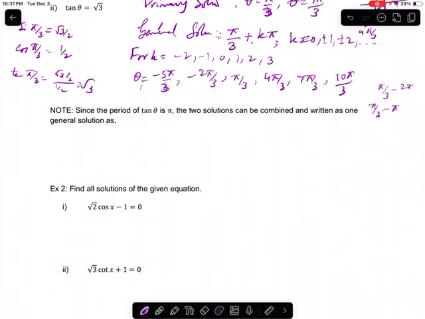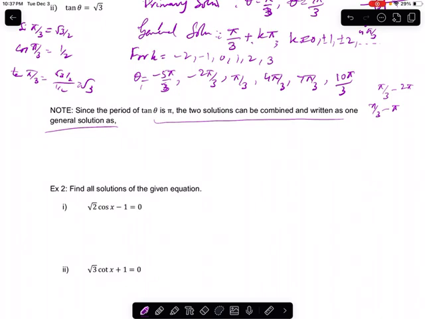So here, this is what I just said, that in the case of the basic trig equation for tangent, we only do the primary solution plus k pi, not 2k pi, because the period of tangent is pi.